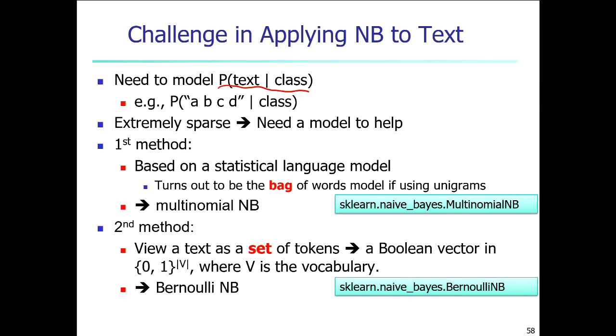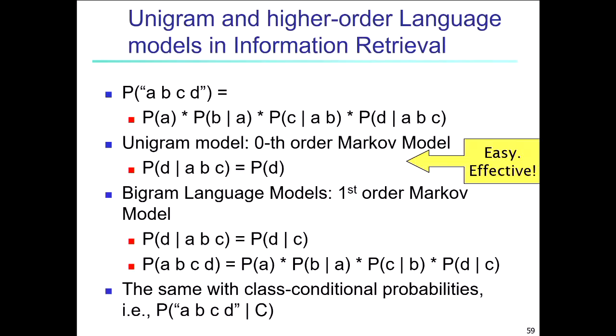And there are two methods. The first one is based on a statistic language model, which turns out to be the bag of words model. If we use unigrams, we will introduce it later. And this one's called multinomial naive Bayes. And the other model is to view the text as a set of tokens. Again, we will give the details later. So this model falls into a Bernoulli naive Bayes model. So let's first start from multinomial naive Bayes.